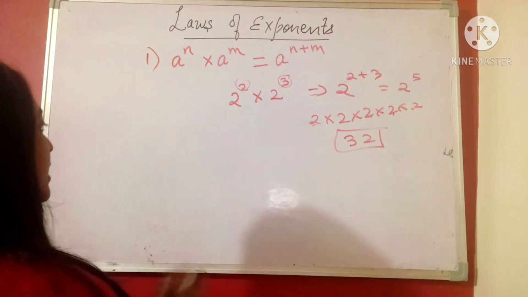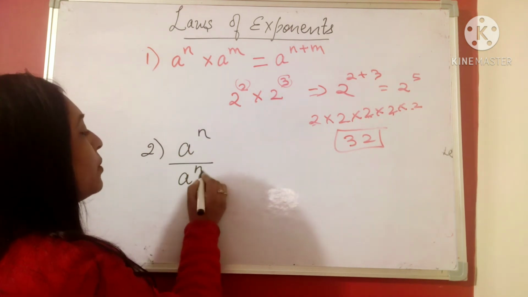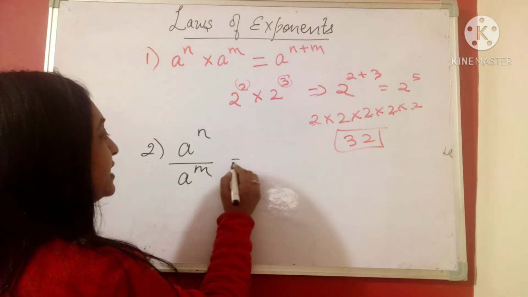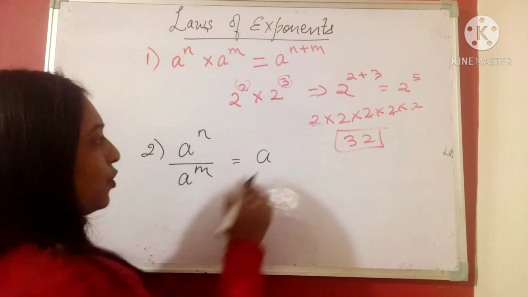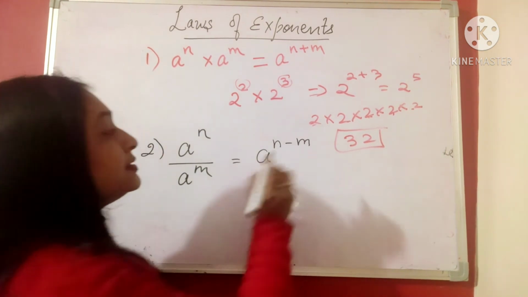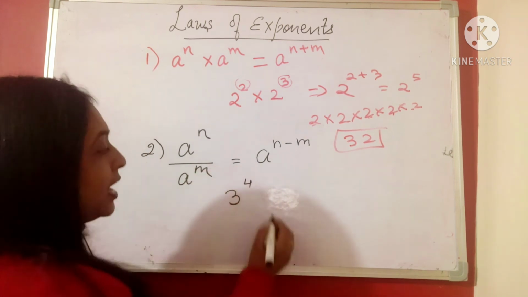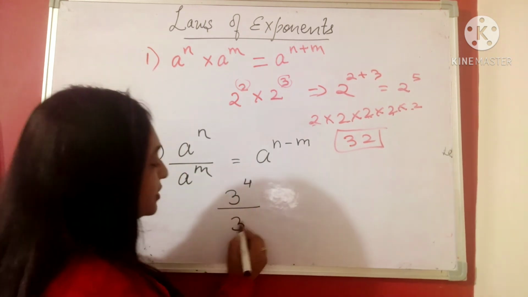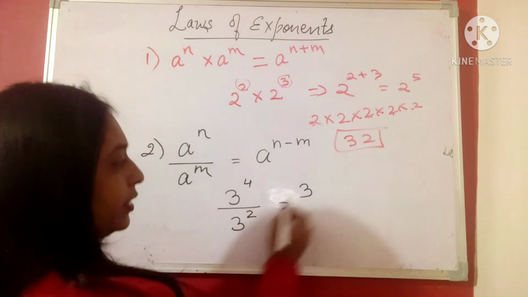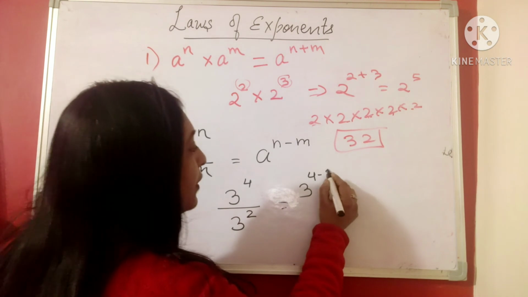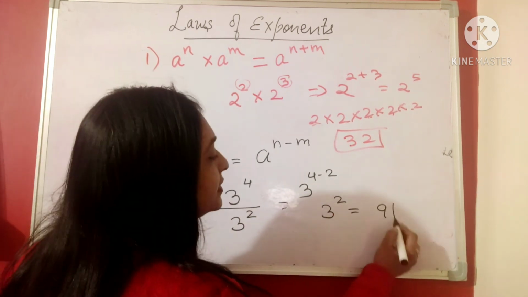Now the next law says a raised to the power n divided by a raised to the power m. When we have the same bases with different powers in the division form, then these powers are subtracted. How? Let's see. 3 raised to the power 4 is divided by 3 raised to the power 2, right? So we will write 3 here and according to the law we will subtract the powers. So we will be left with 3 squared, which means 9.